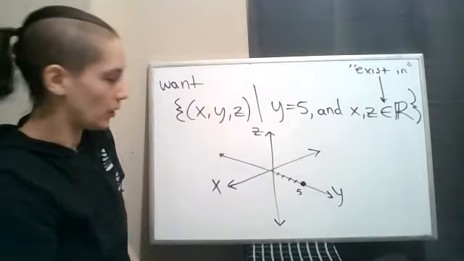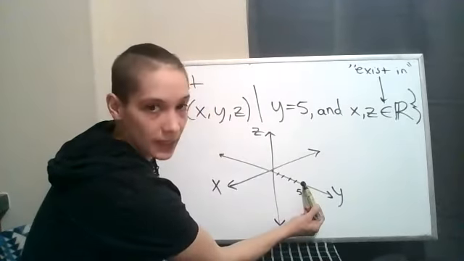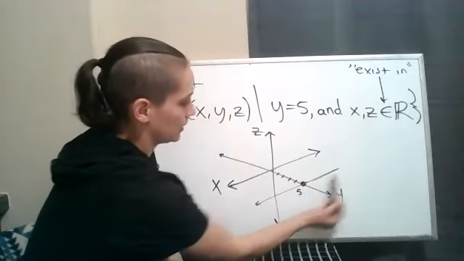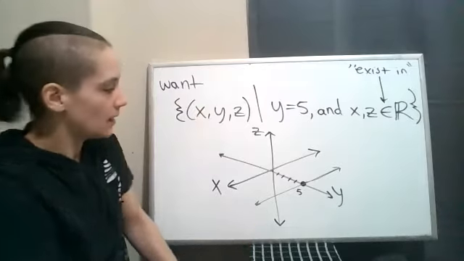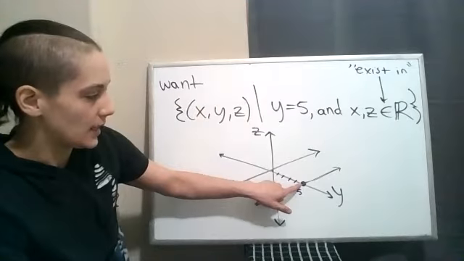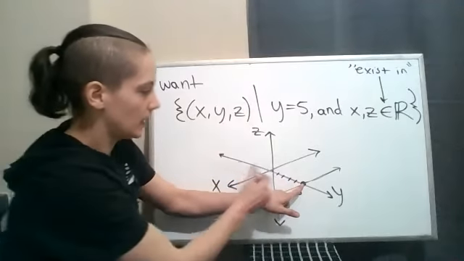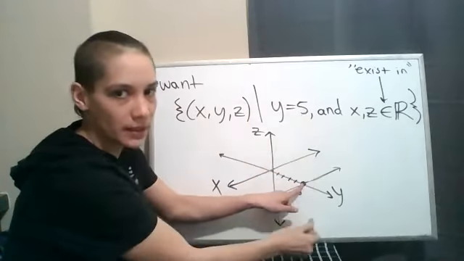We can also go from there, where y is 5 and x is any number, like this line. All the points on that line are in the graph. Also, let's start here and say y is 5, x equals 0, and z can go up and down and be any number it wants to be.